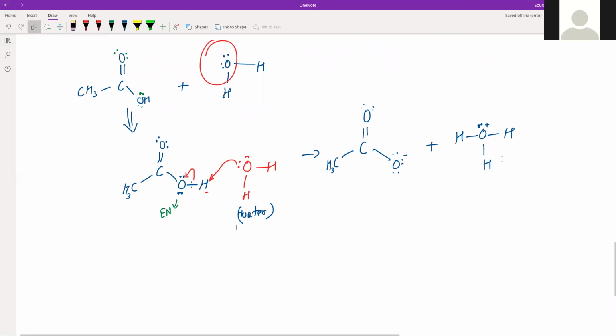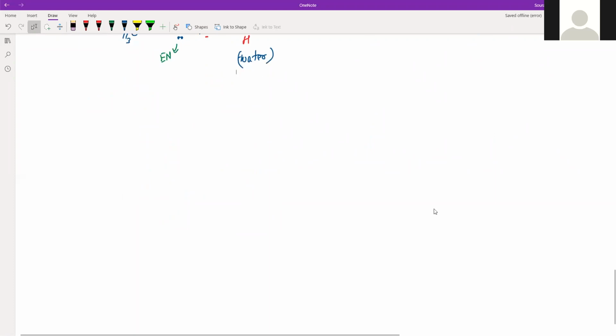Right here, what we see is a hydronium ion. If it is just a base, then there it will be water.